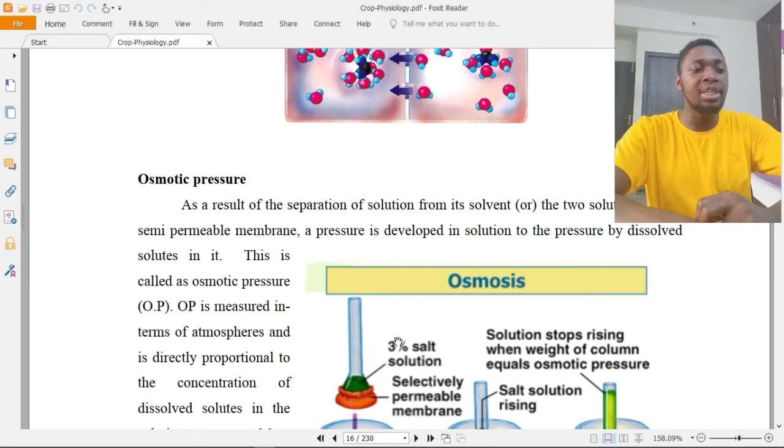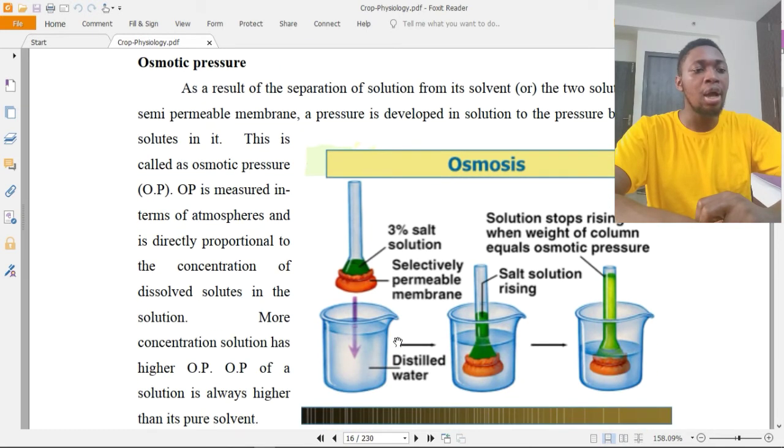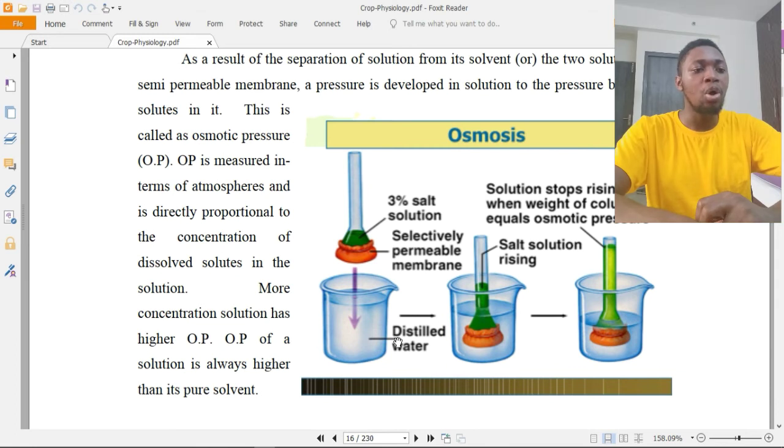OP is measured in terms of atmospheres and is directly proportional to the concentration of dissolved solutes in the solution. A more concentrated solution has a higher osmotic pressure. Osmotic pressure of a solution is always higher than that of its pure solvent.